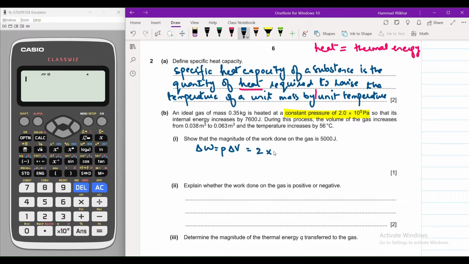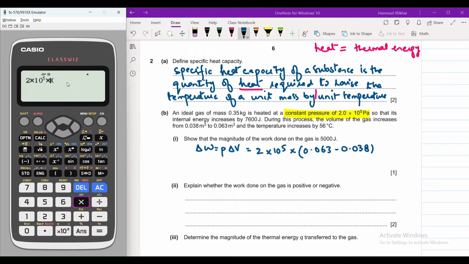So 2 × 10^5 times change in volume, which is 0.63 minus 0.38. So 2 × 10^5 multiplied by 0.63 minus 0.38. So that is 5,000 joules.